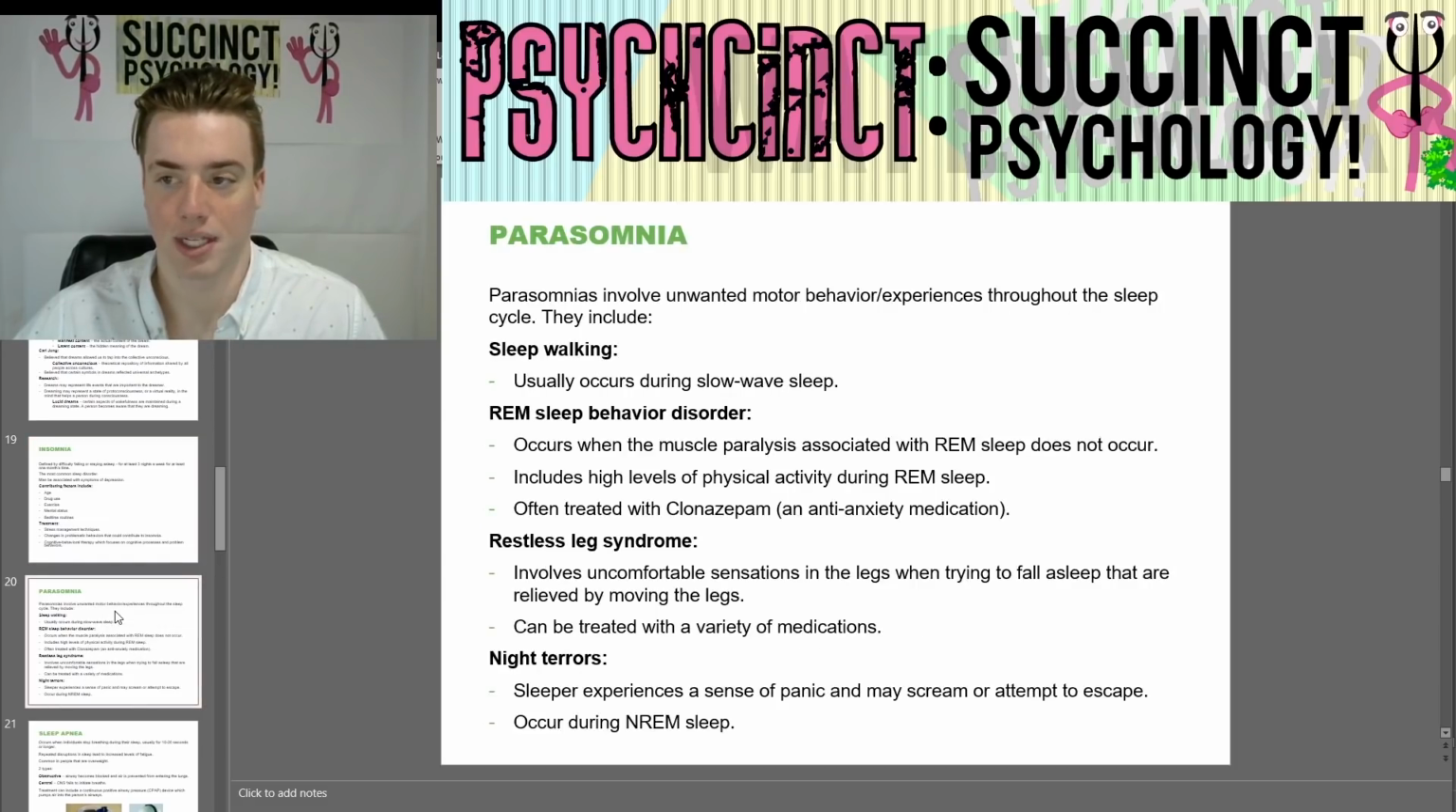So that's insomnia. Next, we have parasomnia. Parasomnias involve unwanted motor behavior and experiences throughout the sleep cycle. They include sleepwalking, which usually occurs during slow wave sleep. REM sleep behavior disorder occurs when the muscle paralysis associated with REM sleep does not occur. It includes high levels of physical activity during REM sleep and is often treated with clonazepam, an anti-anxiety medication.